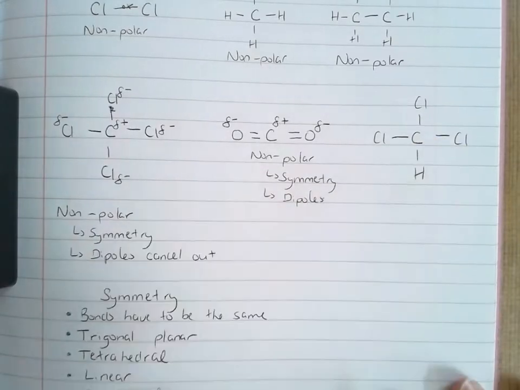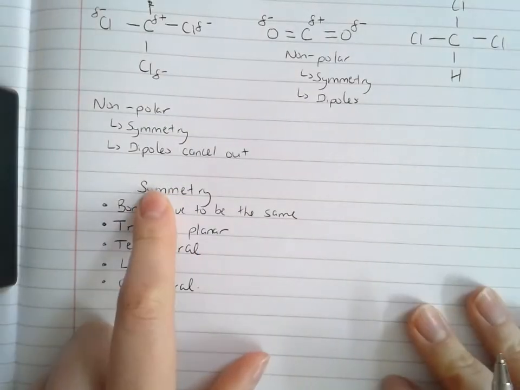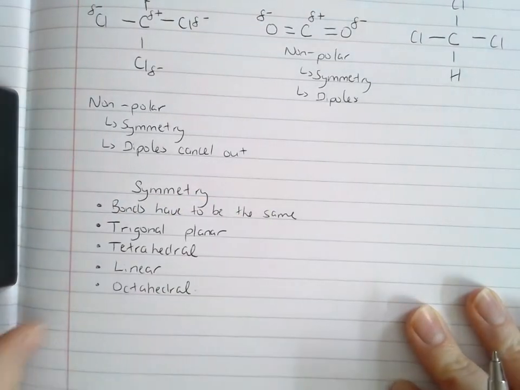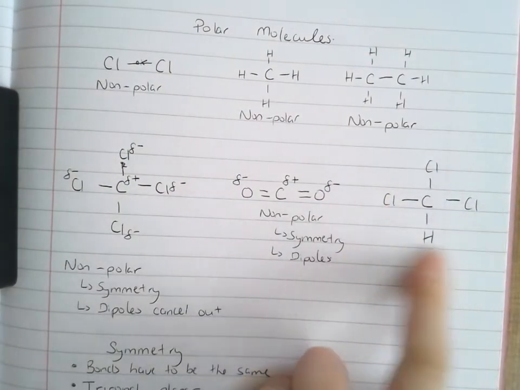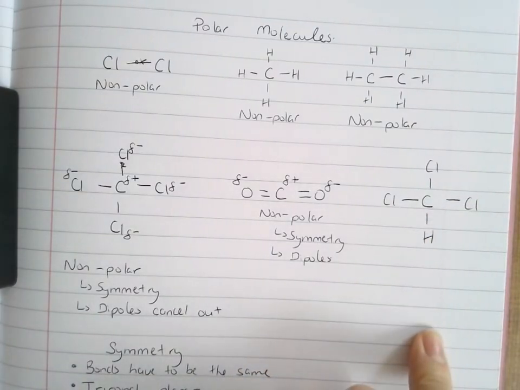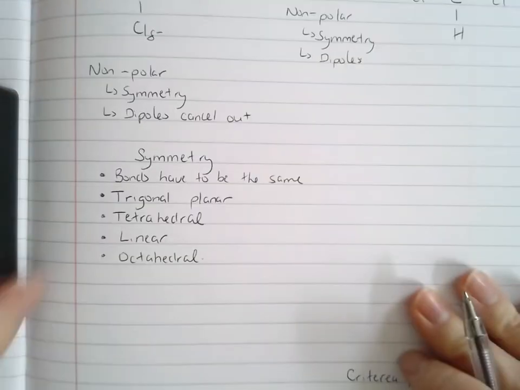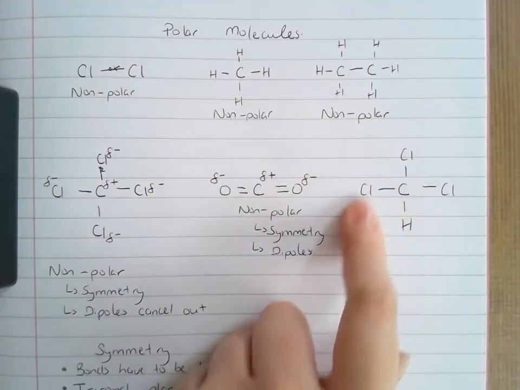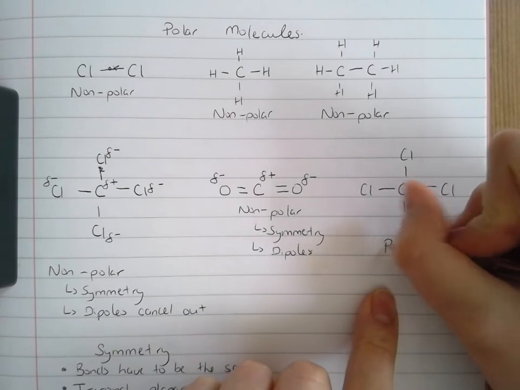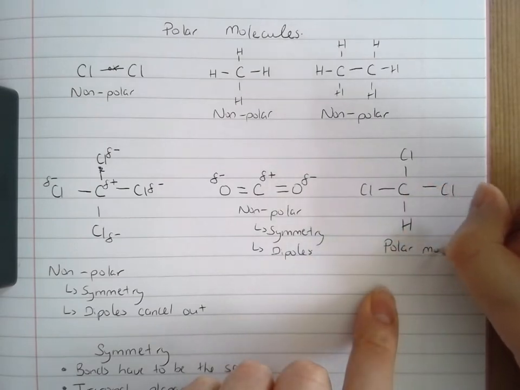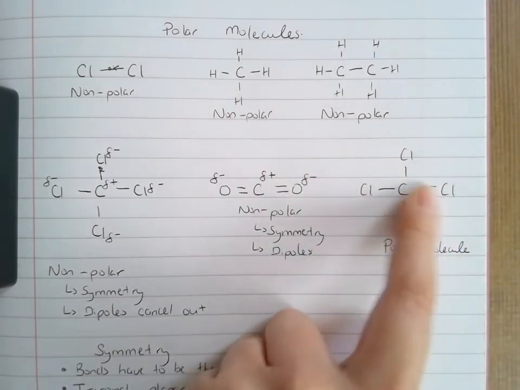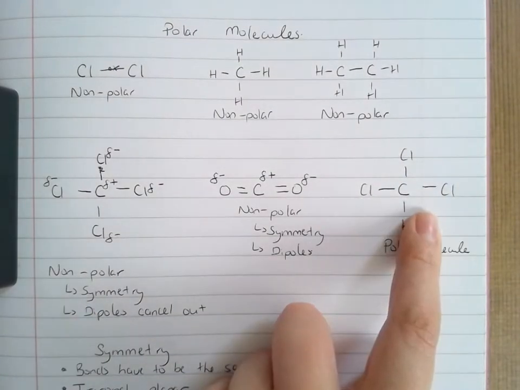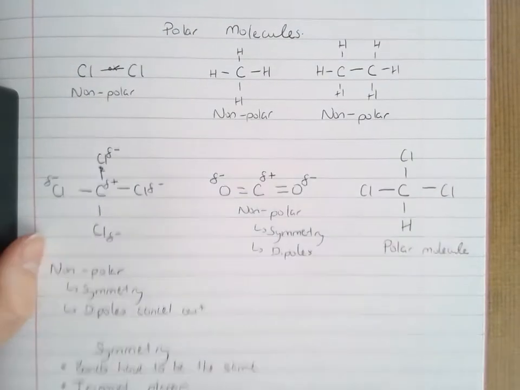I need to see if it's symmetrical or not. In order for something to be symmetrical, all bonds have to be the same. In this molecule, are all bonds the same? No, the bonds are not all the same. So even though it's still tetrahedral, which is a symmetrical shape, because the bonds are not all the same, this is now a polar molecule. So you have your polar bonds, you now have a not symmetrical molecule, it makes it a polar molecule.